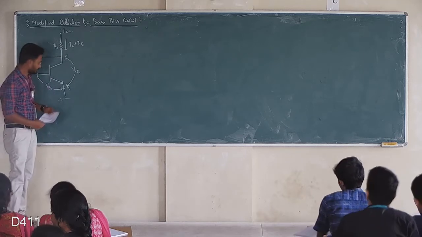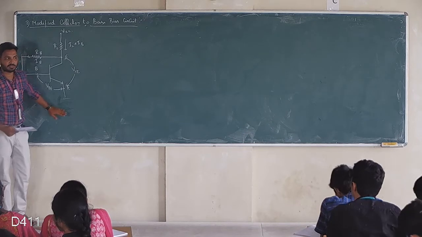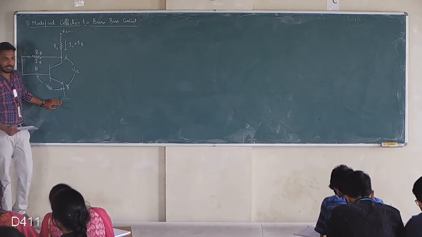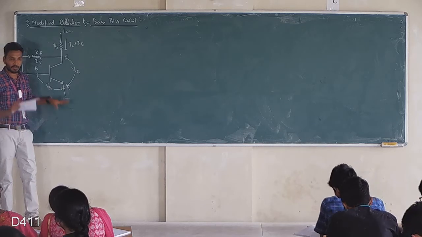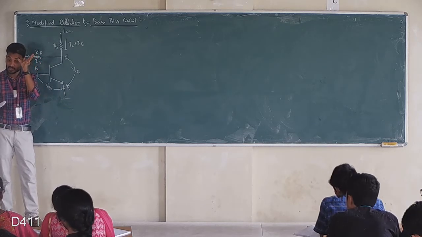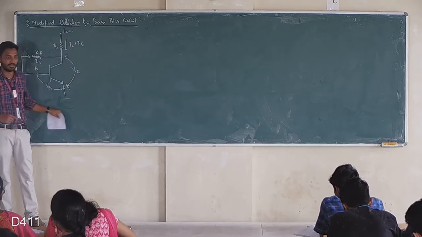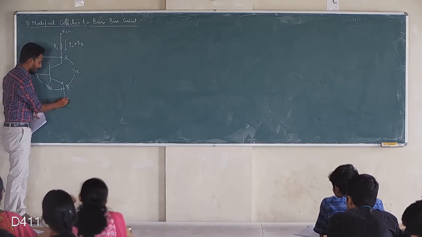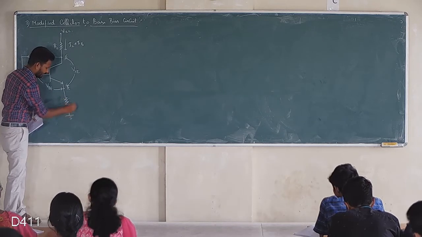Okay, listen. The normal collector based bias circuit will be like this. We directly connect the emitter to the ground. In order to rectify the drawbacks of collector based bias, I am introducing one resistor at the emitter. Just draw one resistor in the emitter junction.